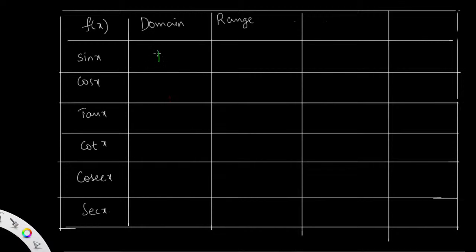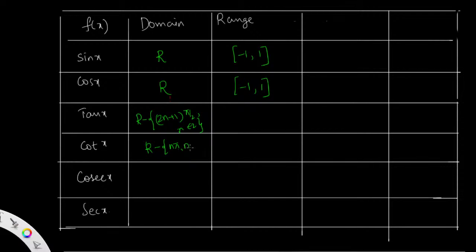So sin x domain is obviously real numbers. The range is always minus 1 comma plus 1; it lies in the interval. And cos x domain is always R, and its range is minus 1 comma plus 1. And tan x is defined as sin x by cos x. Cos x becomes 0 at every (2n plus 1) into pi by 2. That is why the domain is R minus (2n plus 1) into pi by 2, where n belongs to Z. So this is the domain for tan x, and cot x is undefined at every n pi multiple where n belongs to Z. So R minus n pi.